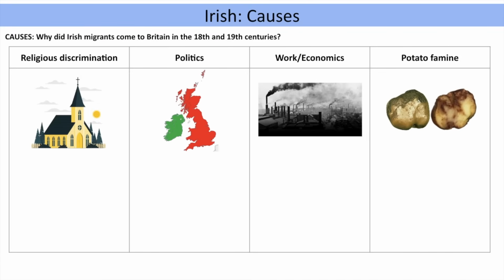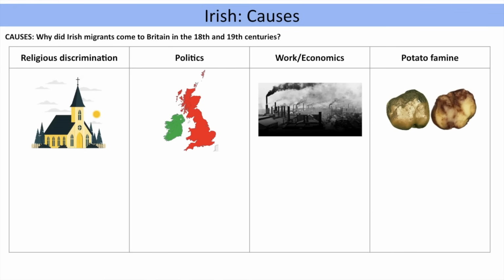So we're going to start with Irish because they're one of the groups that we look at in most detail in the industrial period, and we're, as always, going to start with the causes of migration, so the reasons that they leave Ireland and the reasons that they come to England and Scotland.